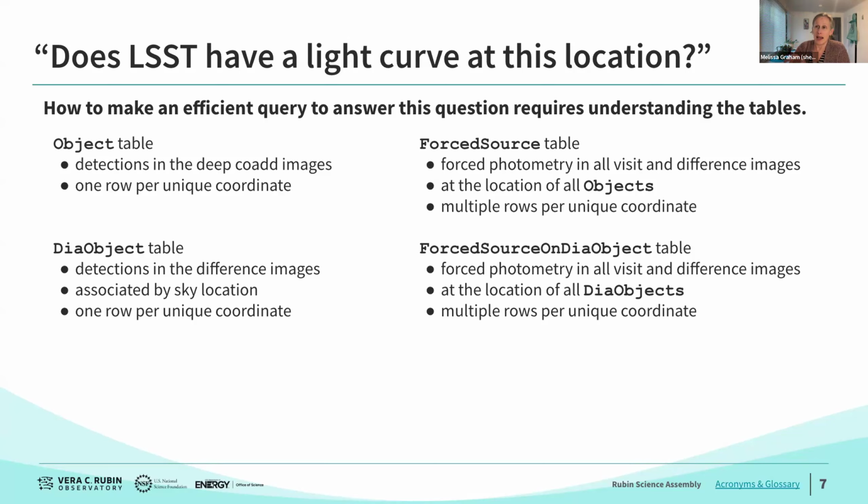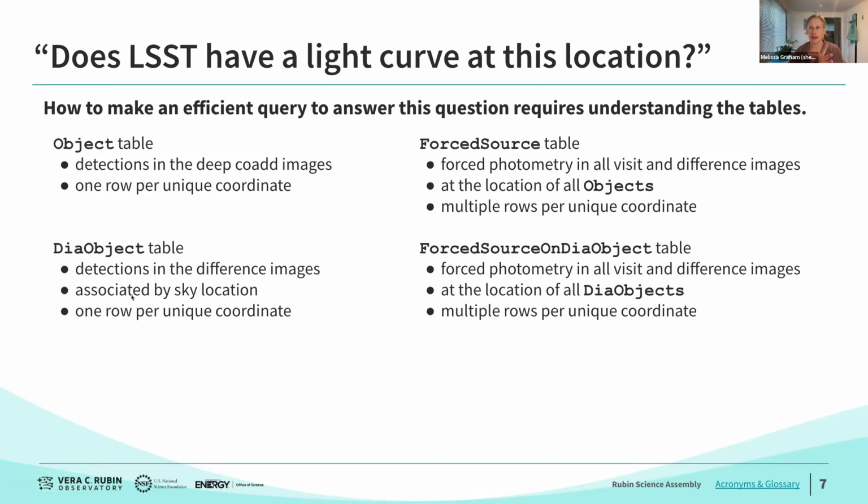Reminder also that there's the DIA object table, and that is made up of detections in the difference images that are all associated by sky location, so at a single coordinate. So again, with the DIA object table, it's one row per unique coordinate on the sky. Its associated table is the forced source on DIA object table, and that has the forced photometry in all the visit images and all the difference images for that location of a known time varying object, for a known DIA object. So again, in the forced source on DIA object table, it's multiple rows per unique coordinate.